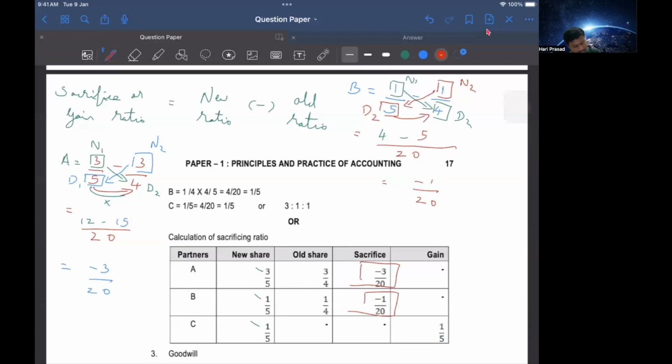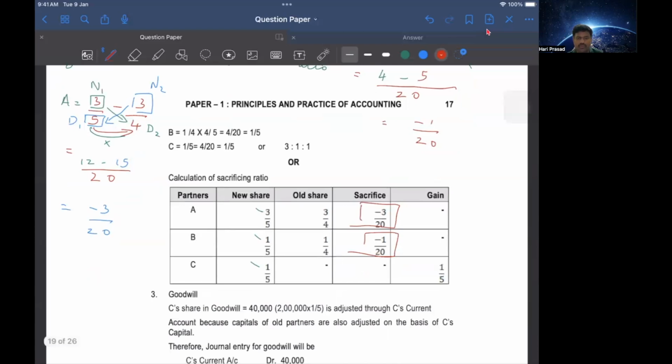Let's find out what is the sacrificing or gaining ratio of C. The new ratio of C is 1 by 5. Old ratio is 0, right? He is the new partner. He does not have an old ratio, which means the total 1 by 5 is gain for C. First step, finding the new profit sharing ratio, done. Second step, calculation of sacrificing or gaining ratio, done.